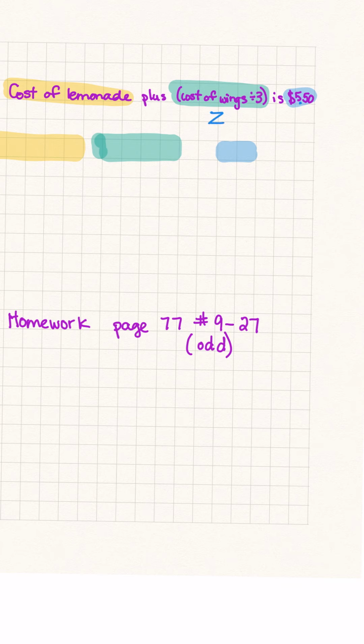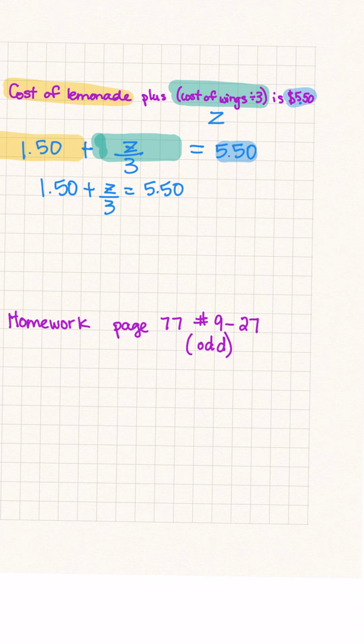So we're going to have the cost of the lemonade, $1.50, plus the cost of the wings divided by 3 equals $5.50. So our equation is 1.50 plus z over 3 equals 5.50.